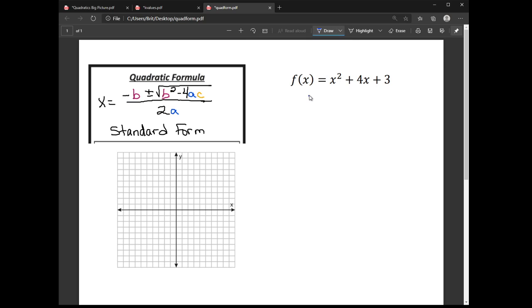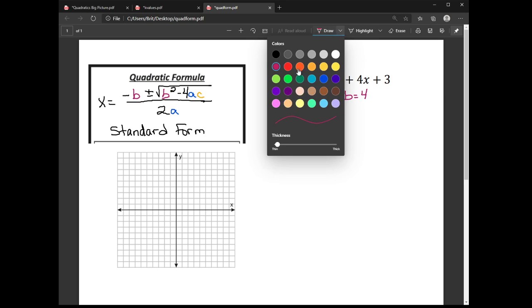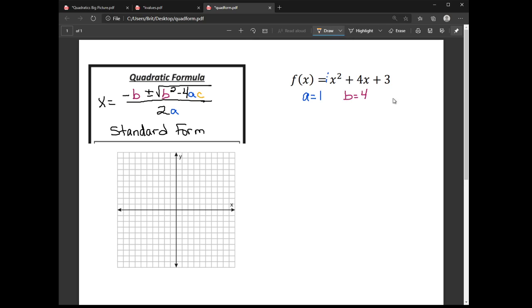Our a value is the number that's in front of x squared. So in this example, our a value is 1, because there's 1x squared. Our b value is the number that's in front of the linear term, or just the x. Now understand, if this had said minus 4x, this b would be negative 4. Okay, so they carry the sign with them, like whatever's in front of it. Okay, so I have a, b, and c.